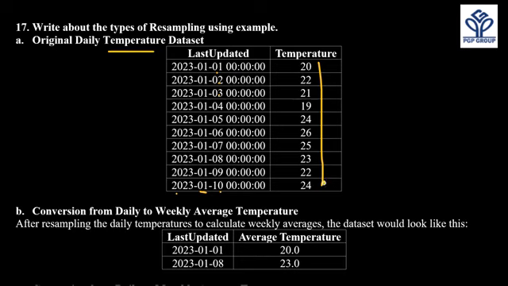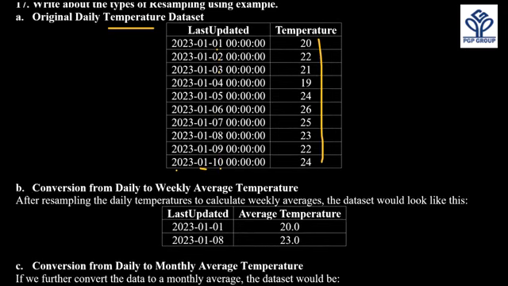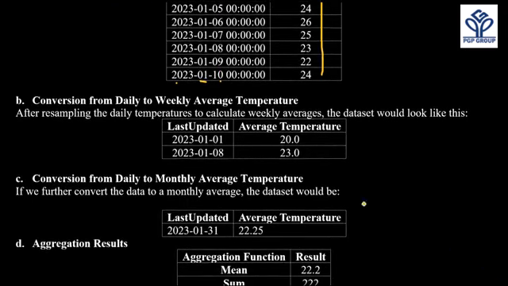So this is the normal, that means day by day. We are collecting the data day by day. Now I'm going for changing the frequency, converting from the daily to the weekly average temperature. So this is downsampling we are doing, from daily to weekly. I'm going to take 7 days.